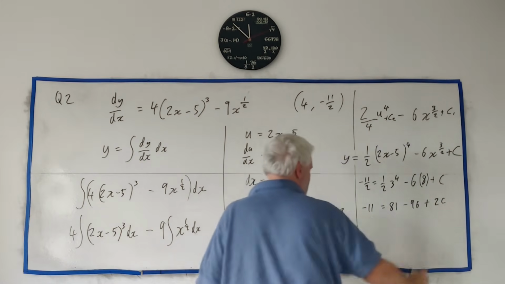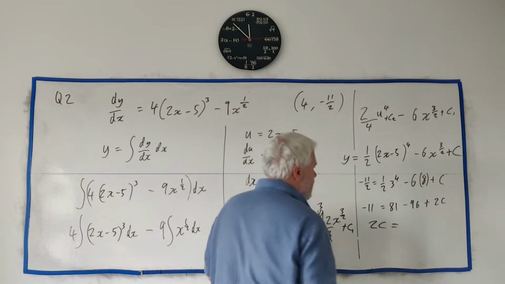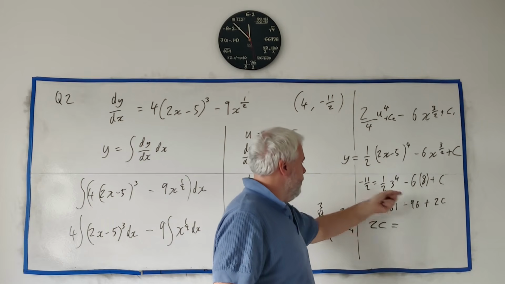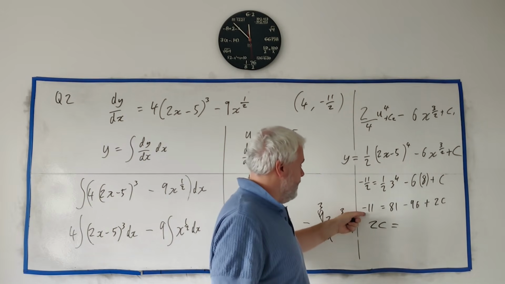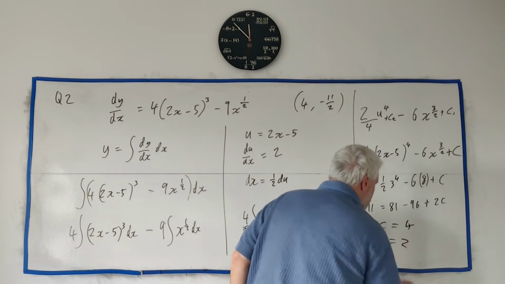I multiplied everything by 2. Rearrange that, we get 2c is equal, let's see, we get minus 15 from these two, move that over, we get plus 15, take away 11 is 4, c is equal to 2.